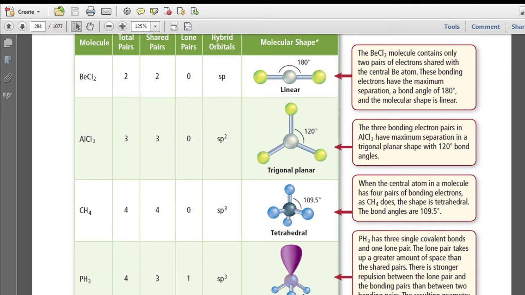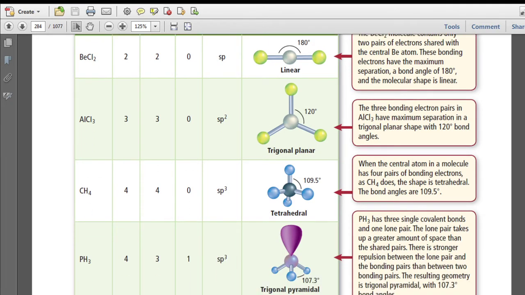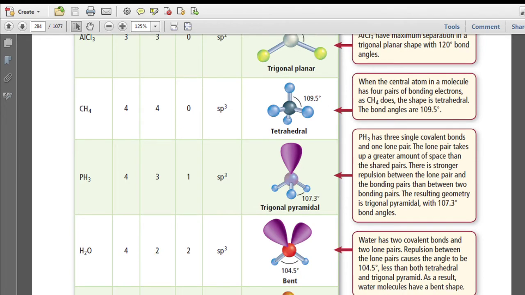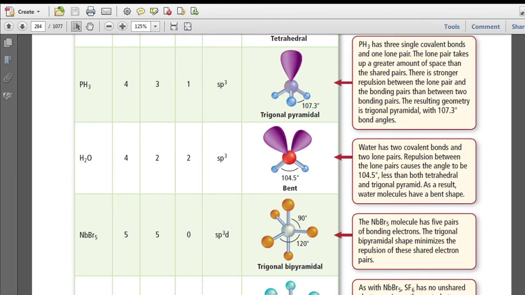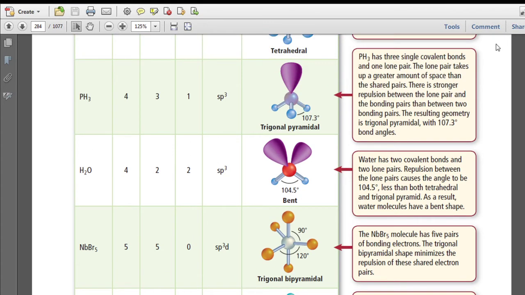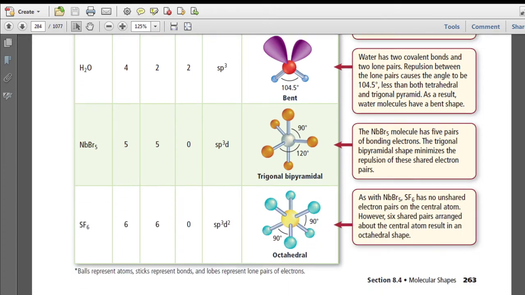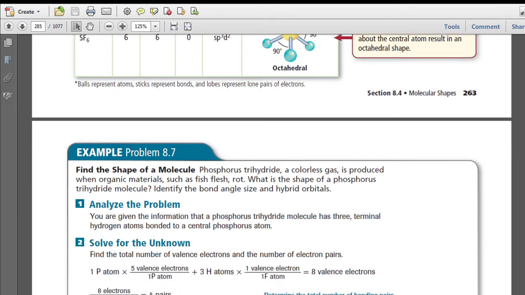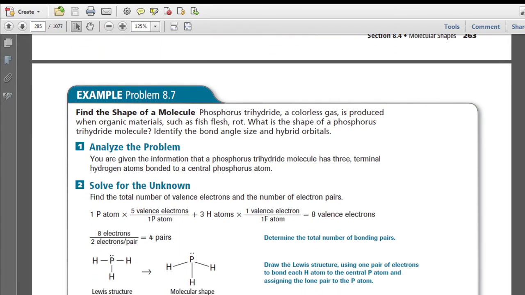There are quite a few different shapes: linear, trigonal planar, tetrahedral, trigonal pyramidal, bent, trigonal bipyramidal, and octahedral. If we're looking at this, we have these little purple lobes. These purple lobes represent lone pairs of electrons. And again, the ball and stick represent a terminal atom and the bond that it has about the central atom. So let's go ahead and do an example.